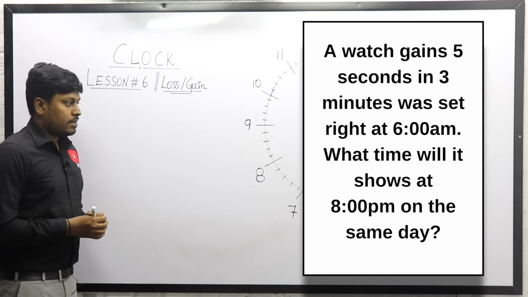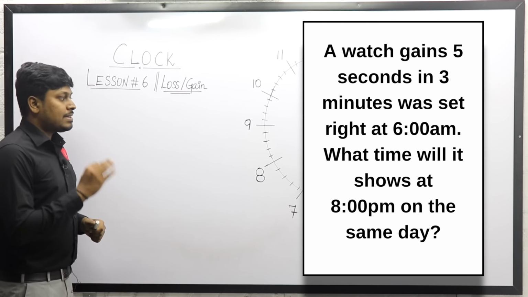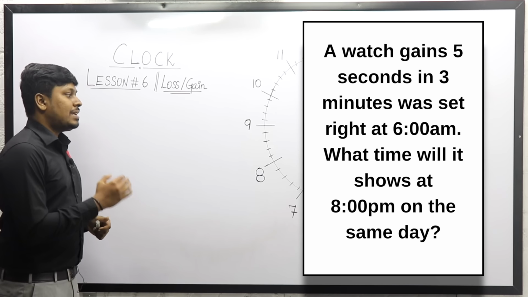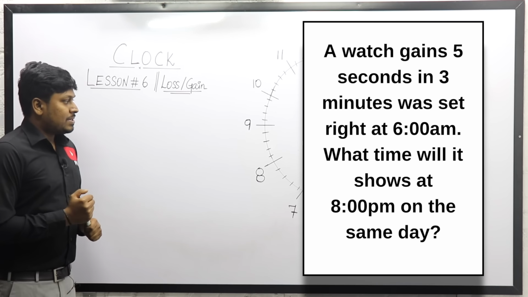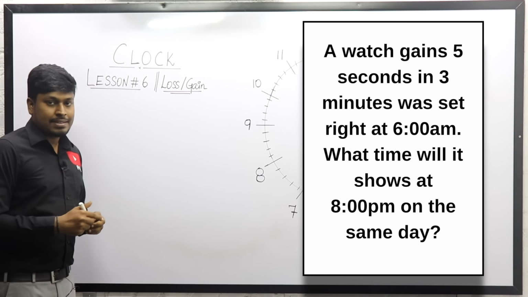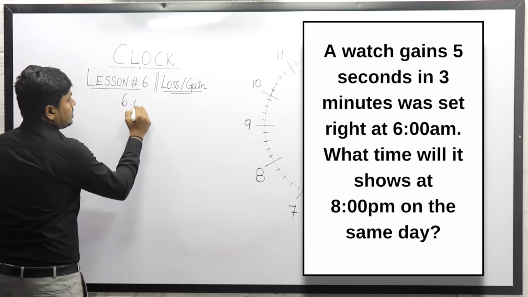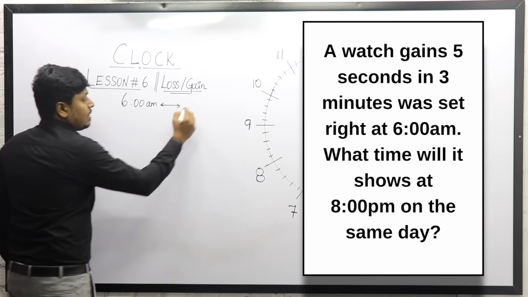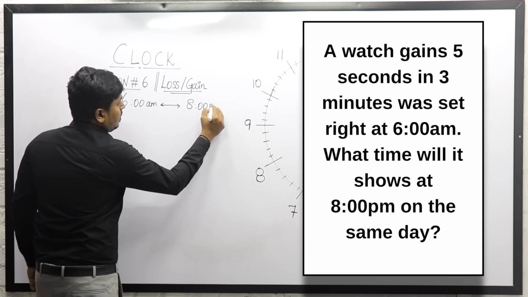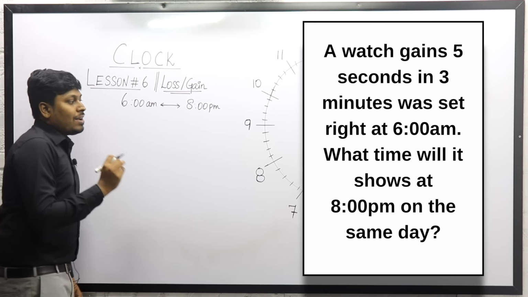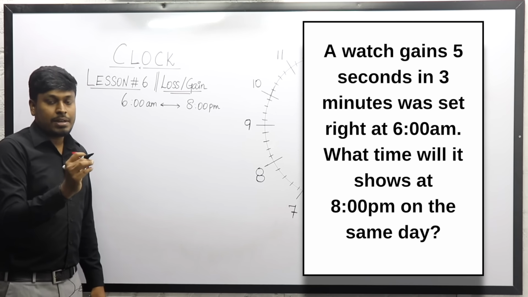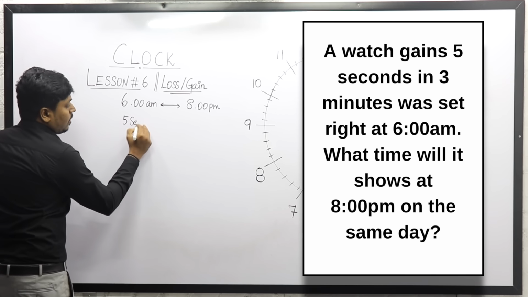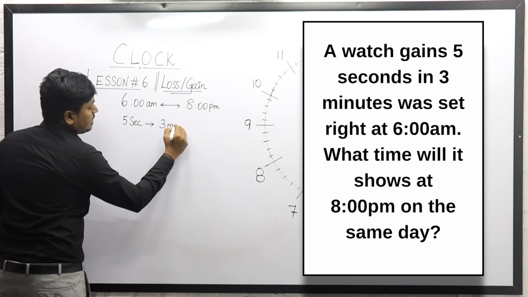Last, 6th question. A watch gains 5 seconds in 3 minutes and was set right at 6 a.m. So what time will it show at 8 p.m. on the same day? The watch was set correctly at 6 a.m., so our target is to find the time shown by the watch at 8 p.m. on the same day. And what they are saying is a watch gains 5 seconds in 3 minutes, not loses. This question is based on gain. So 5 seconds the clock is gaining in 3 minutes.